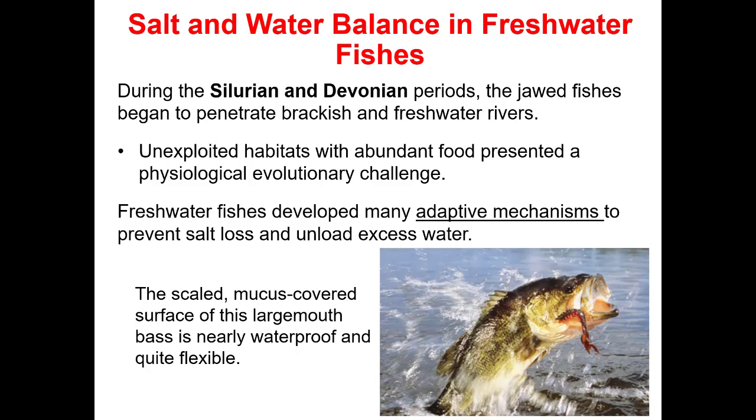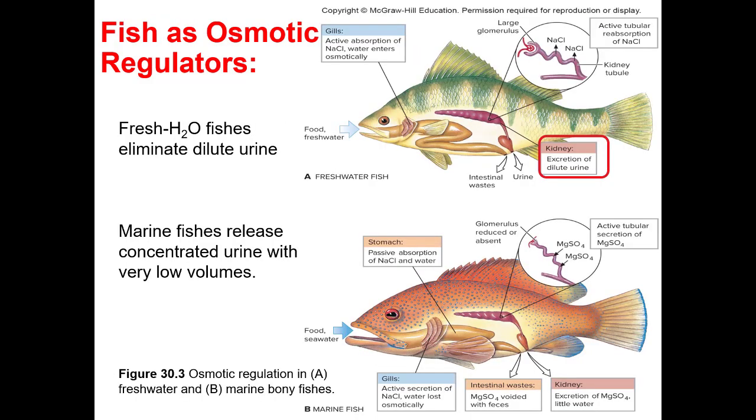Freshwater fish have developed many adaptive mechanisms to prevent salt loss and unload excess water from their bodies. In panel A here, water that enters the ECF compartment by osmosis across the gills gets pumped out by the kidney in the form of very dilute urine, which is released in large quantities. Salt-absorbing cells found in the gills help move salts from the water into the animal's blood plasma.